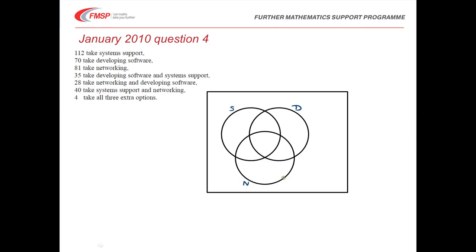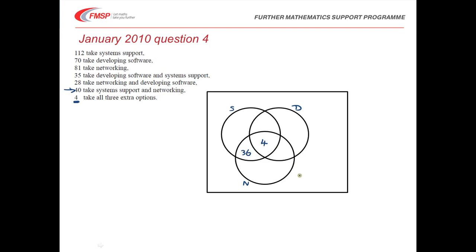Now when you start to fill in a Venn diagram, it's really important that you start from what I call the most constrained case, which is this one. So we need to make sure that all of them are taken into account. So we've got 4 in the middle. And then we start working backwards. So we're told that 40 takes systems support and networking. Now, having filled in the 4 in the middle, I've already taken into account 4 of those 40 people, so that means I only have 36 that I need to put in.